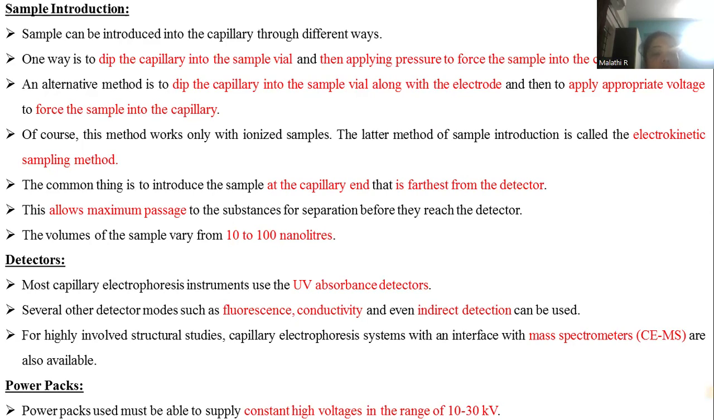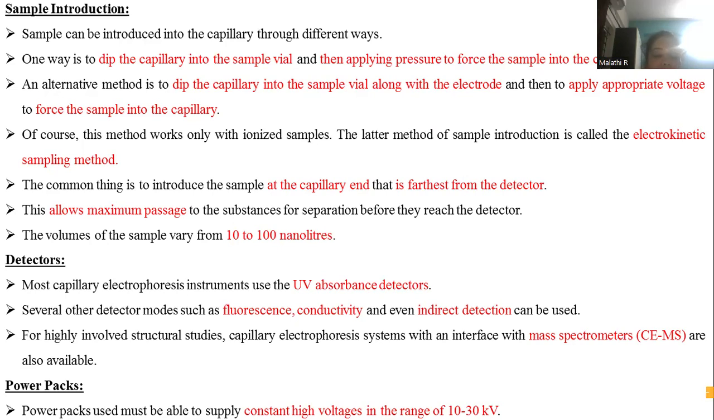The detectors. Most capillary electrophoresis instruments use the UV absorbance detector. Several other detector modes such as fluorescence, conductivity, and even indirect detection can be used. For highly involved structural studies, capillary electrophoresis systems with an interface with mass spec are also available.